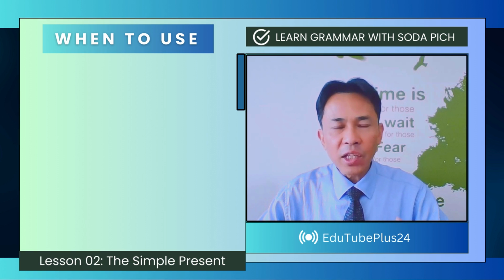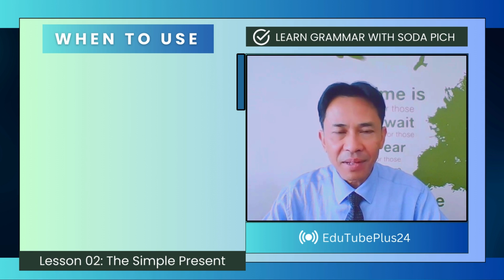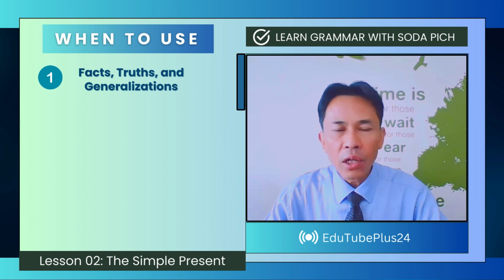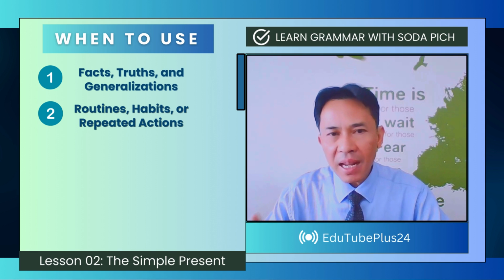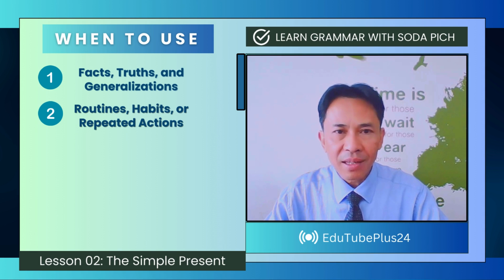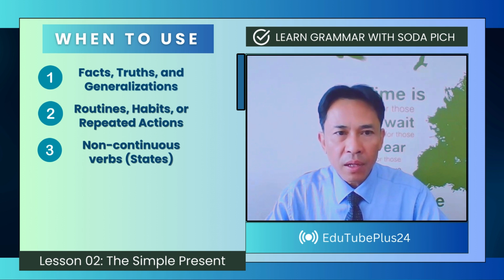Let's begin by exploring when to use the simple present tense. Now, this tense is used in several different contexts. For example, we use the simple present tense to talk about facts or universal truth and generalizations. The simple present tense can also be used to describe routines, repeated actions, and habits. Now, it is also used with non continuous verbs, which is also known as stative verbs.